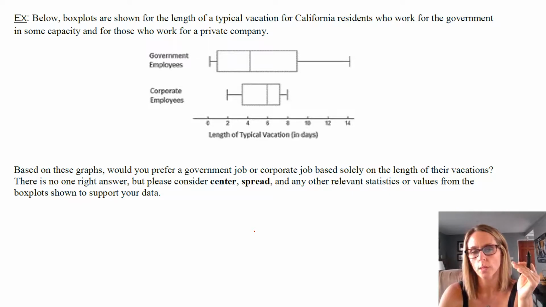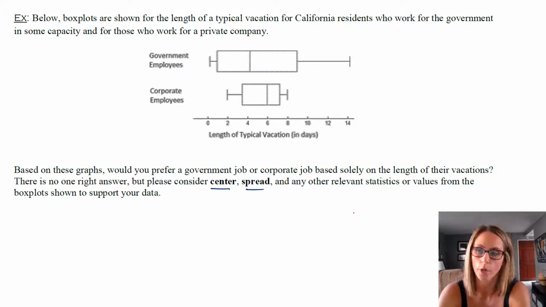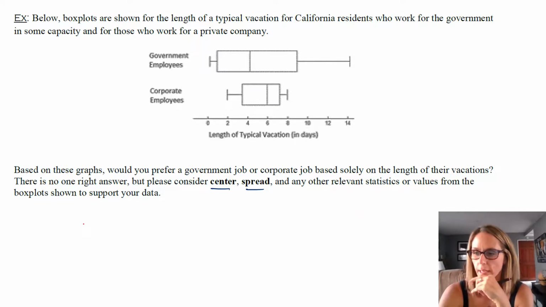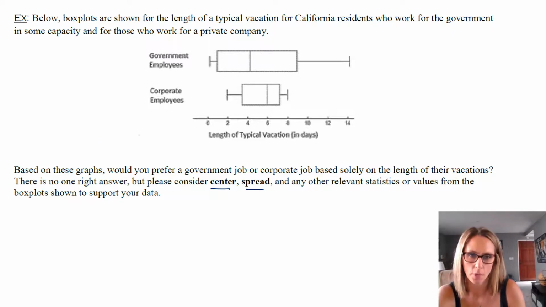So the idea here is to think about, would you rather be a governmental employee or would you rather be a corporate employee based on the length of a typical vacation, understanding what you know about quartiles. We want to just think about center or spread, anything else that you think could support your idea. So it would be a good idea to pause this and then come back to it and see what I have to say. So different students feel different ways when they answer this question, and it is essentially opinion because it says, where would you rather work? But you do have to support that.